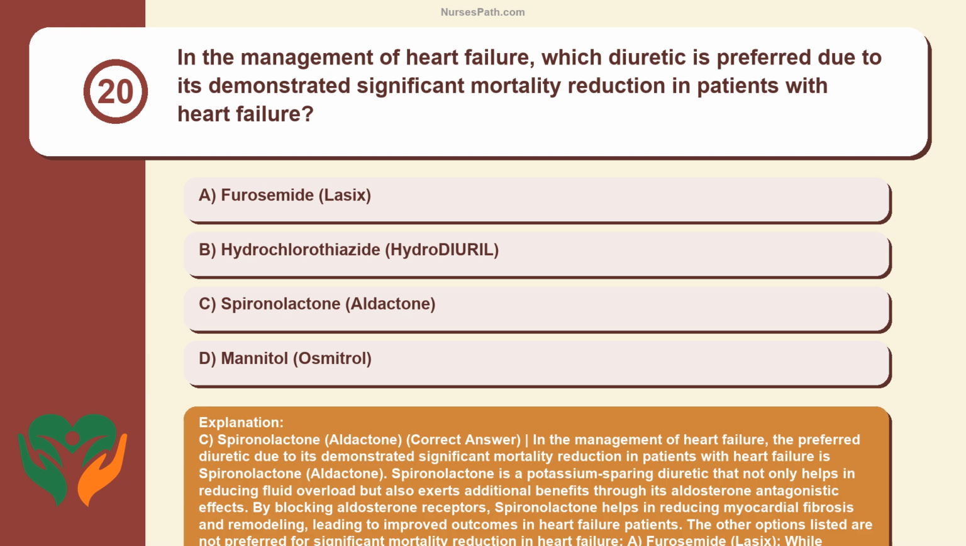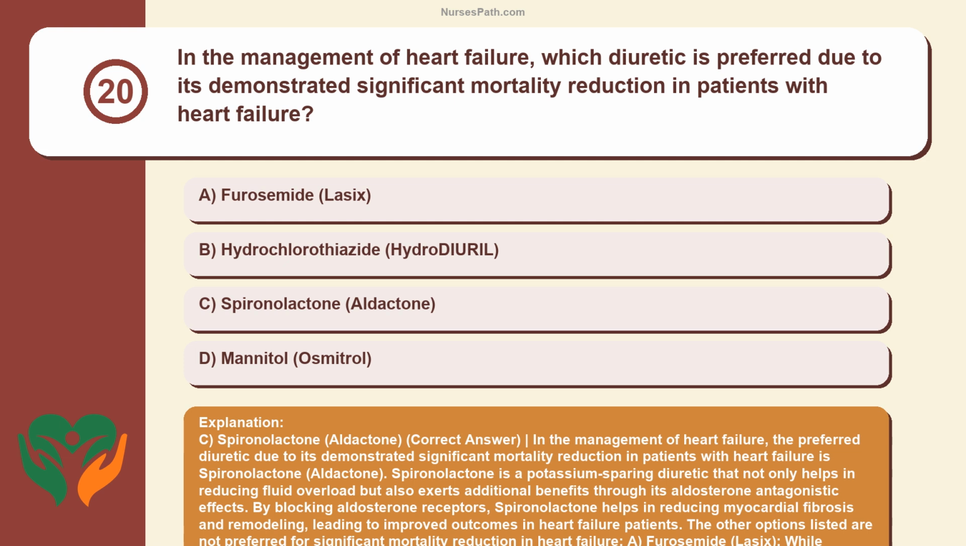C. Spironolactone, Aldactone. Correct answer. In the management of heart failure, the preferred diuretic due to its demonstrated significant mortality reduction in patients with heart failure is spironolactone, Aldactone. Spironolactone is a potassium-sparing diuretic that not only helps in reducing fluid overload, but also exerts additional benefits through its aldosterone antagonistic effects. By blocking aldosterone receptors, spironolactone helps in reducing myocardial fibrosis and remodeling, leading to improved outcomes in heart failure patients. The other options listed are not preferred for significant mortality reduction in heart failure.